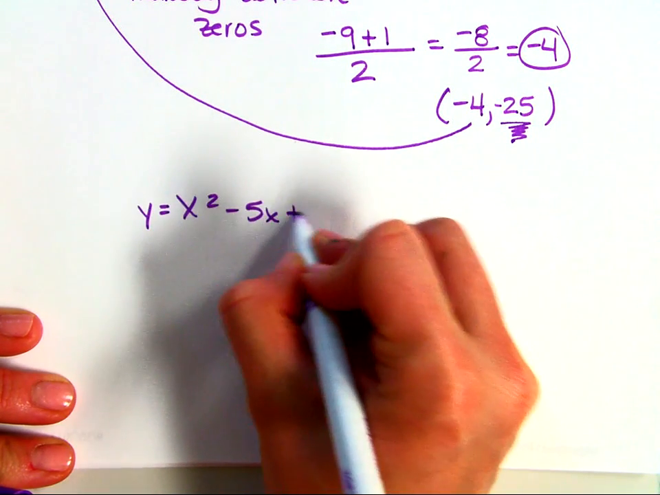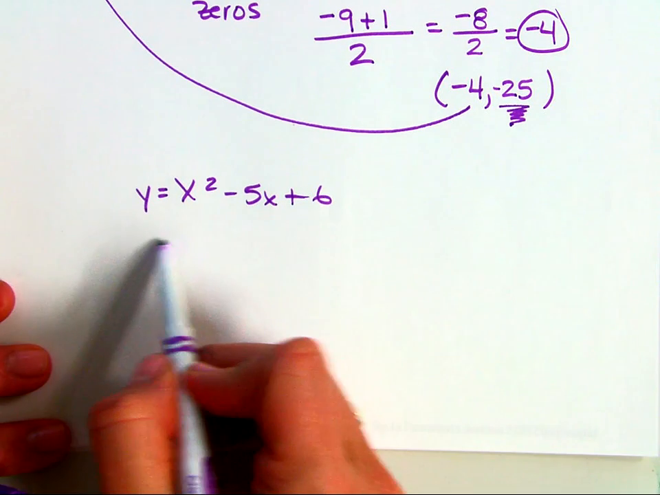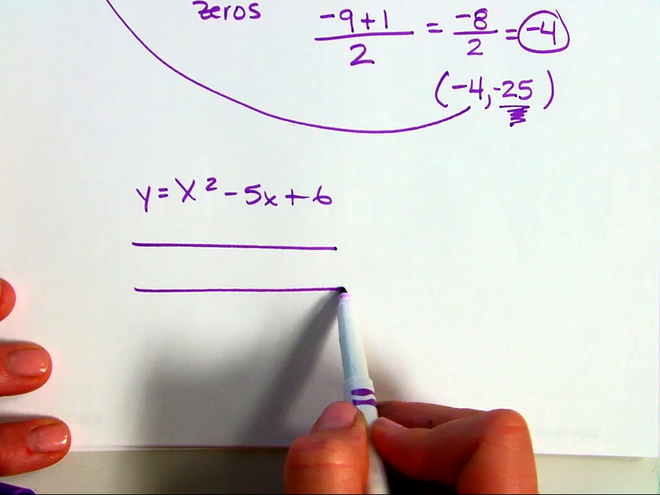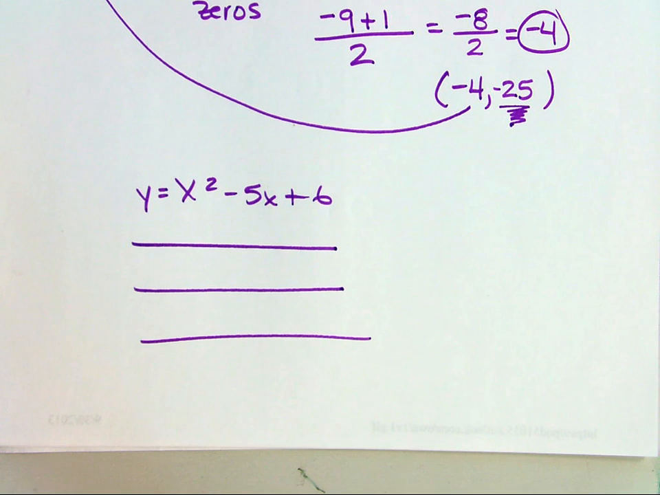Let's do one more. Ready? Let's see if you can, because you're going to have to do this on your own. Y equals x squared minus 5x plus 6. Take me through the whole process. Find the zeros, find the vertex, put it in vertex form. Okay? I don't have any, sorry. So, factor that first. Try to see how you would factor that.